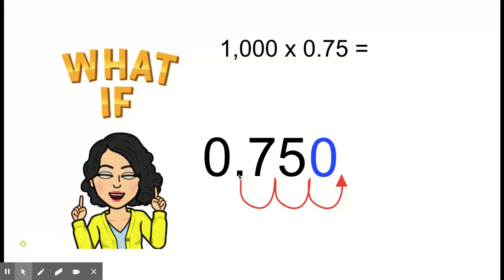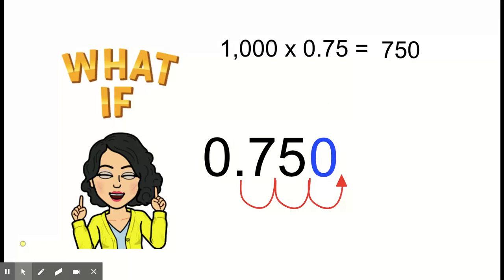Because remember, 0.75 is the same value as 0.750. So my decimal point will now be located right here. So that caterpillar is now 750 inches long. Well, let's think about what 750 inches would look like.